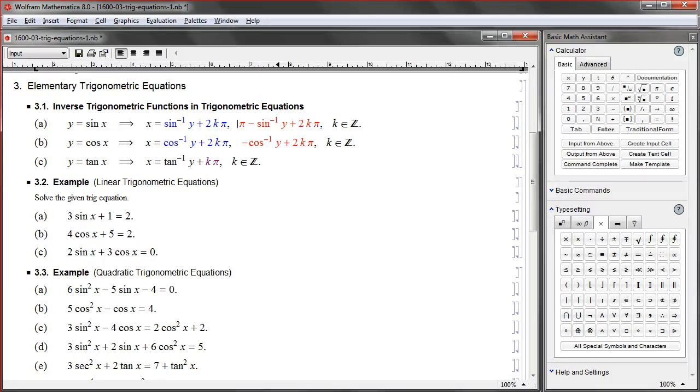But the red part, a lot of students miss that one. Pi minus, that is automatically a solution for sine. Negative of that is automatically a solution for cosine. Please remember these because they play a key role in trigonometric equations.